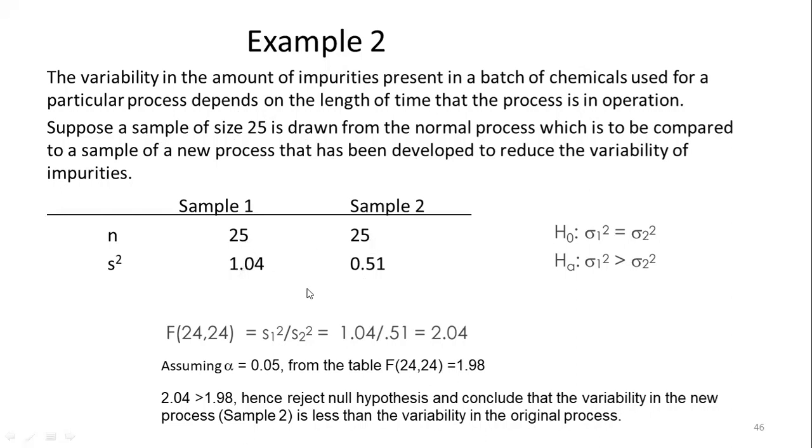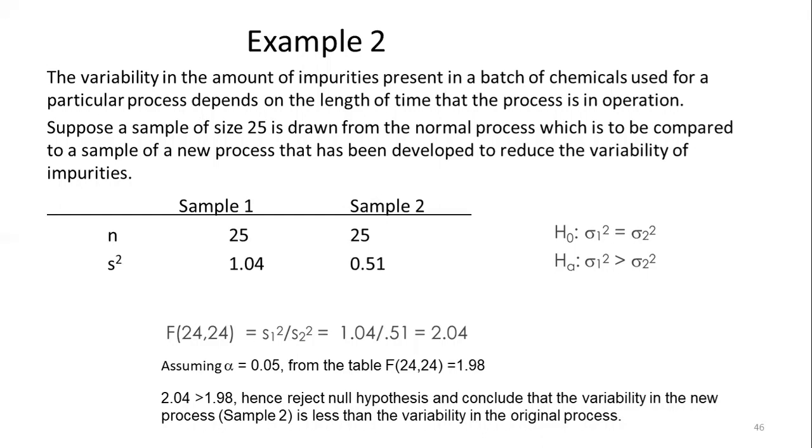And we want to test, of course, if there is no variability, we assume that sigma 1 square is equal to sigma 2 square. Otherwise, sigma 1 square has a greater variability than the second one. The length of time in which the process is in operation depends on the impurities that are there. Okay, the new process is able to reduce the variability in the case of impurities.